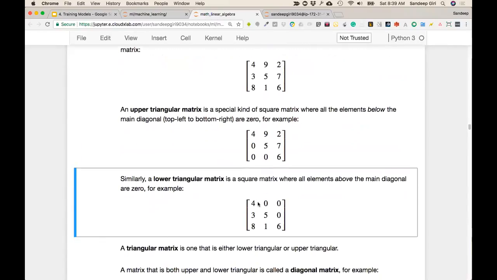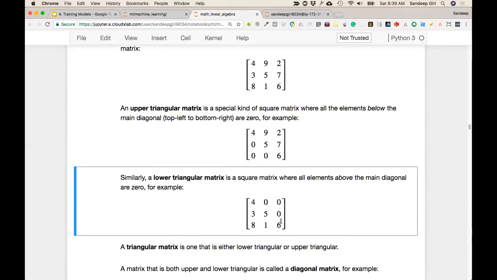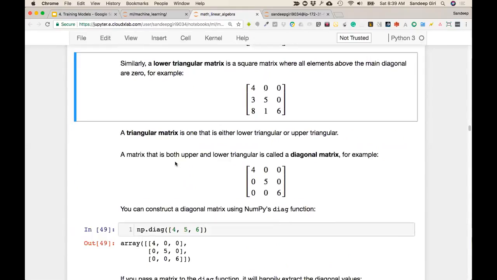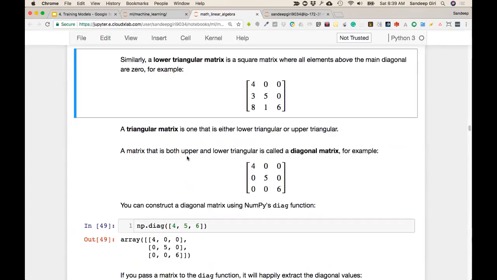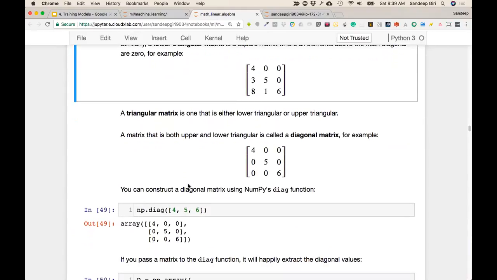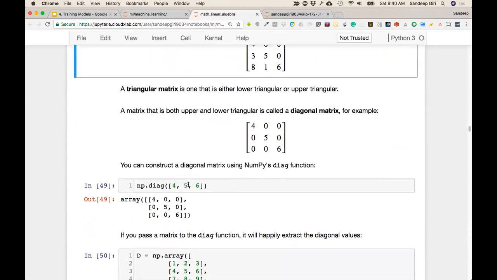And lower triangular is where everything above the diagonal, towards the right, is zero. That's a lower triangular matrix. A triangular matrix is one where either the lower or the upper part is zero. Either the lower triangular or upper triangular are also called simply triangular. And the diagonal matrix is the one which has values only on the diagonal.